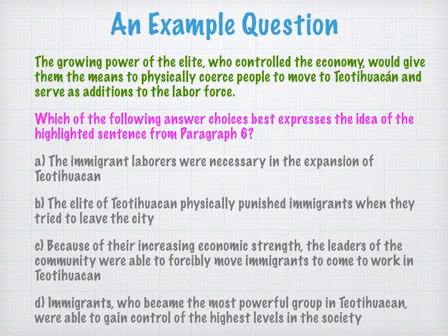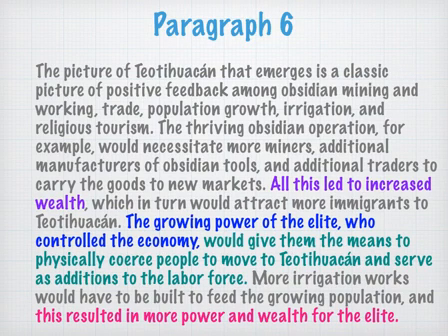So, first of all, let's have a look at this sentence in the context of the paragraph. You can see the highlighted sections at the bottom now. We have this idea that all of these ideas that are listed in the first half of the paragraph led to increased wealth. Then we have this idea of growing power of the elite who control the economy. This is a relative clause, so we have quite a complex piece of information here. The growing power of the elite, who then in turn control the economy, would give them the means to physically coerce people to Teotihuacan and serve as additions to the labour force.